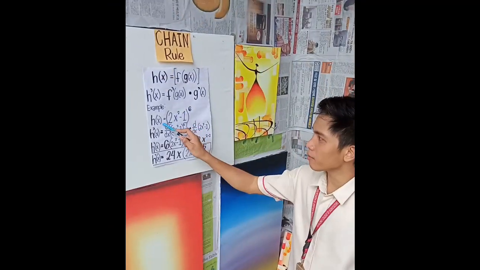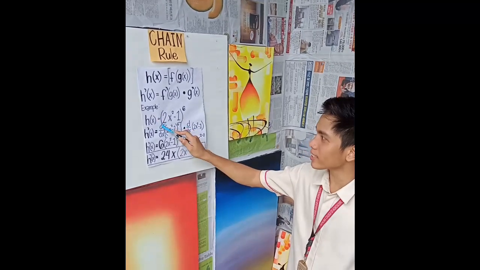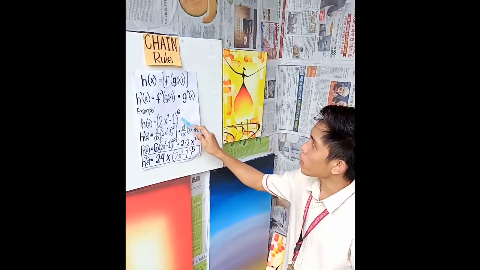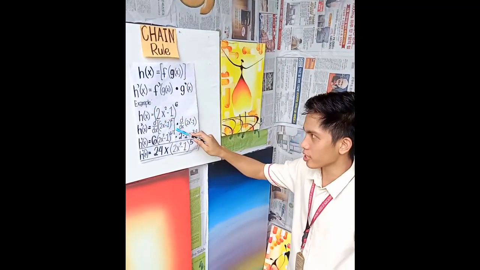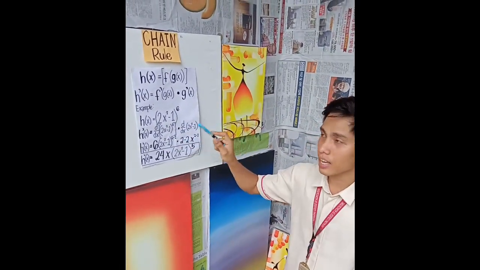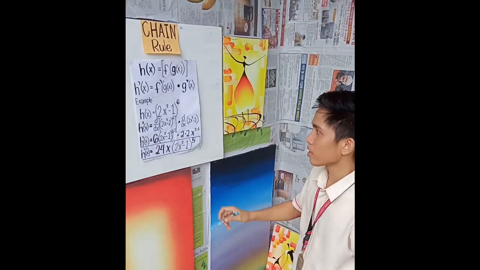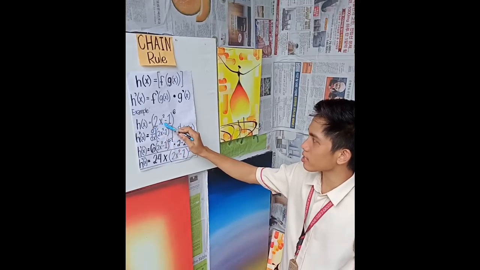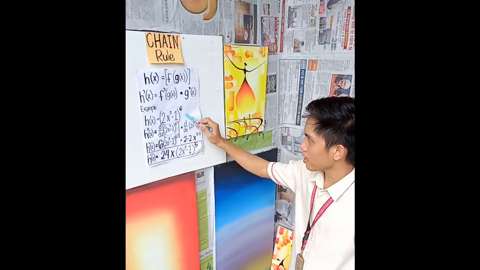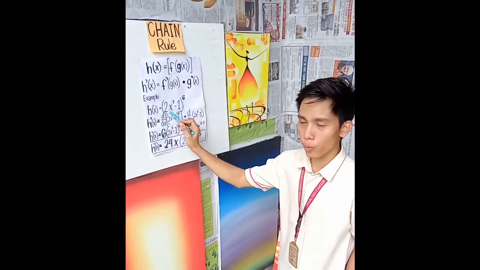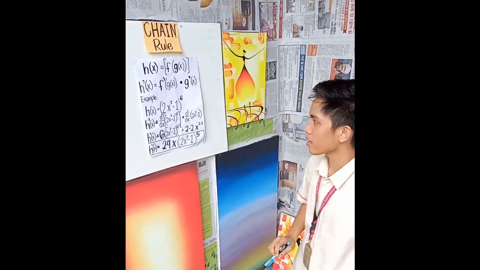For example, if we have h of x is equal to the quantity 2x squared minus 1 raised to 6, what we're going to do is find the outer function and the inner function, or the f of g of x and the g of x. In this part, the outer function would be the 2x squared minus 1 raised to 6. And the inner function is 2x squared minus 1. So that would be the inner function.